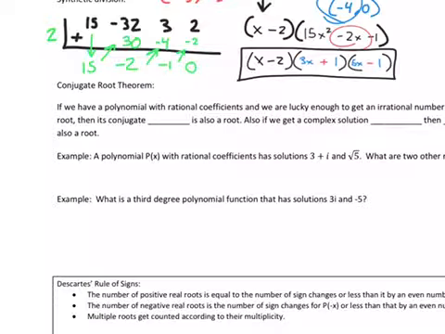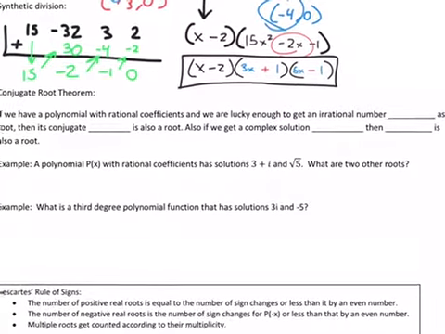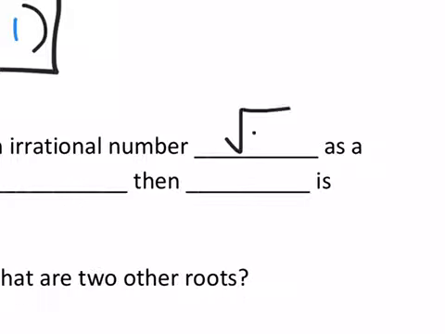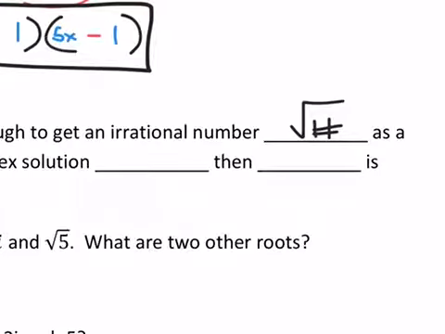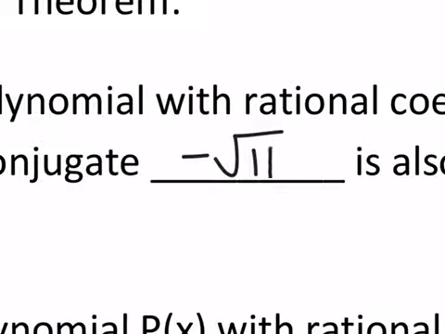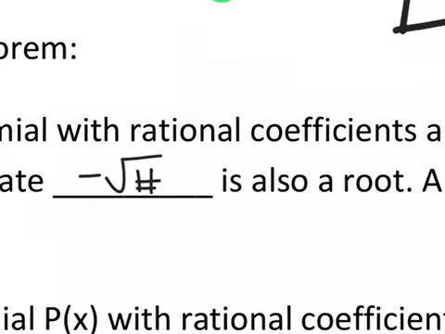Okay, so if we have a polynomial with rational coefficients, which means whole numbers or fractions, and we're lucky to get an irrational number, and an irrational number is just anything under a square root that's not a perfect square, right? As a solution, then its conjugate, negative square root of that, is also an answer. And all that is, anytime we found a square root solution, remember that you always had to put that plus or minus. So it's just saying if they tell you one of your solutions is like an x is a square root, you know the negative version of that same number also has to be a solution because of the plus minus.